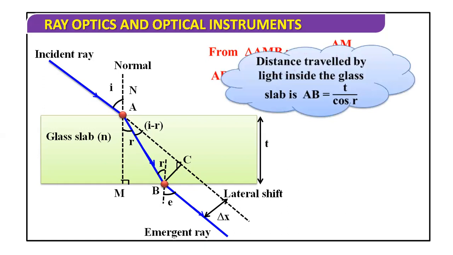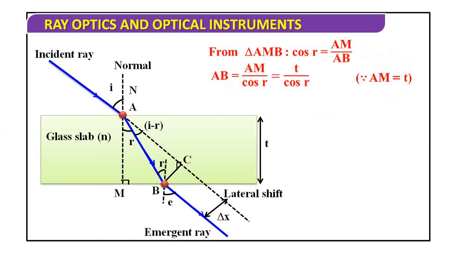So the distance traveled by light inside the glass slab is AB. It is equal to T upon cos R. AB is basically the distance traveled by the light in the glass slab. So how much distance has light traveled in the glass slab? It is AB. And we can find out that distance with the formula T upon cos R. If we know the angle of refraction, by putting the value of cos of that angle, and we know the thickness of the glass slab, we can find out the distance traveled by the light within the glass slab.